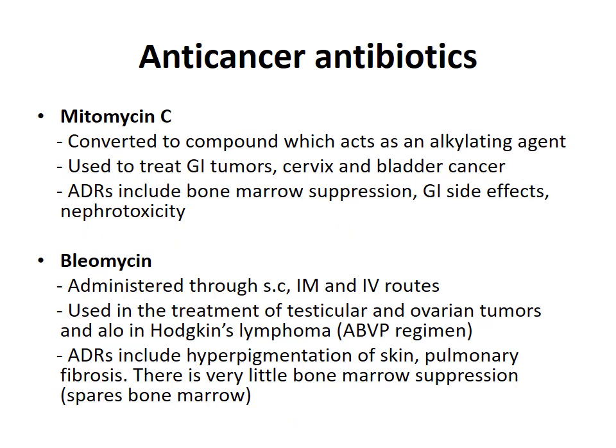Anti-cancer antibiotics like mitomycin C are converted to a compound which acts as an alkylating agent. It is used to treat GI tumors, cervix and bladder cancer. Adverse drug reactions include bone marrow suppression, GI side effects and nephrotoxicity. Bleomycin is administered through subcutaneous, intramuscular and intravenous routes. It is used in the treatment of testicular and ovarian tumors and also in Hodgkin's lymphoma, the ABVD regimen. ADRs include hyperpigmentation of skin and pulmonary fibrosis. There is very little bone marrow suppression because it spares the bone marrow.